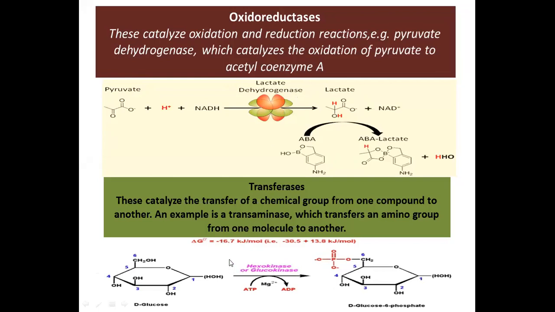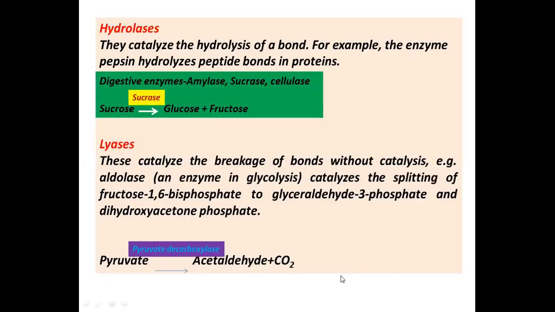Whereas transferase does the transfer of a functional group from one compound to another compound. Here we can see D-glucose to D-glucose 6-phosphate. That is a hexokinase molecule. The hexokinase is transferring a phosphate group from one molecule to another molecule. This is the function of transferase.